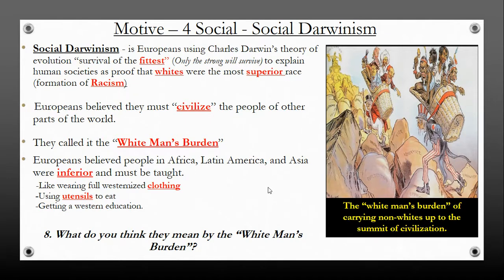Also aligned with this is the idea that it is the Europeans' job to quote unquote civilize people of other parts of the world. So if they were not European, then they were not civilized. This is what they called the white man's burden. Many Europeans believed that other regions were inferior and needed to be taught how to dress, how to use utensils, how to think. Check out the picture to the right and answer what you think the white man's burden means.